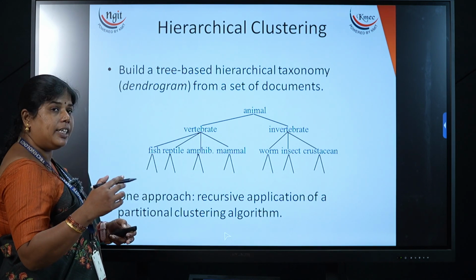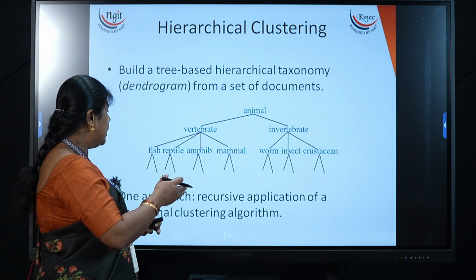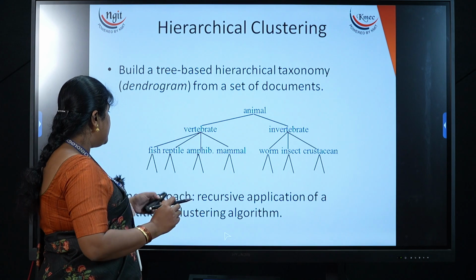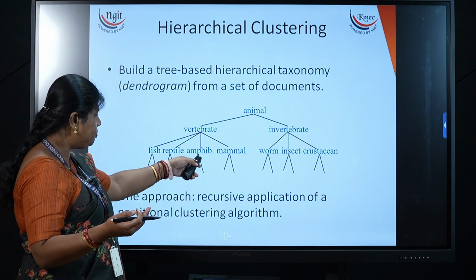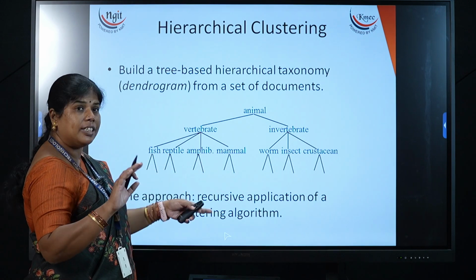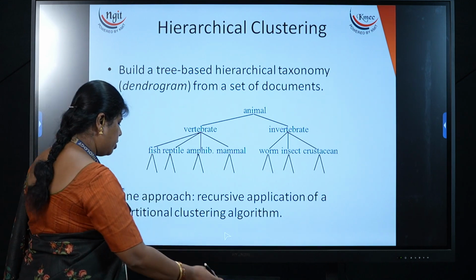Now till what point will this division be continued? Till I get the proper group. That means one type of fish should not go under the mammal type. That is not a proper clustering. So this is a recursive procedure.